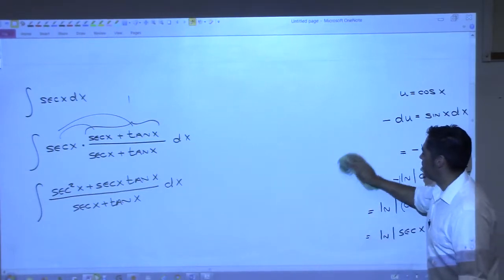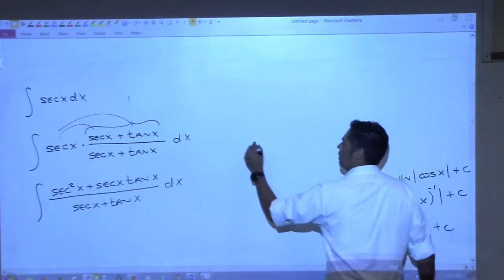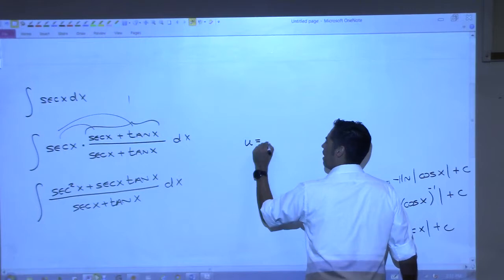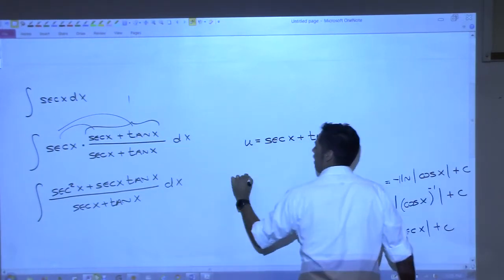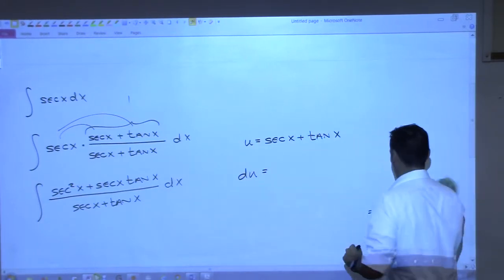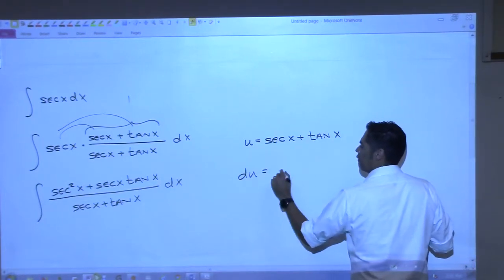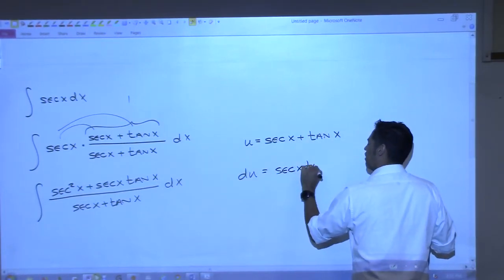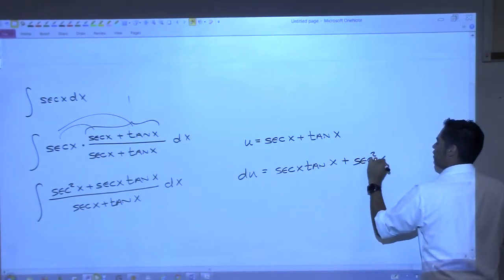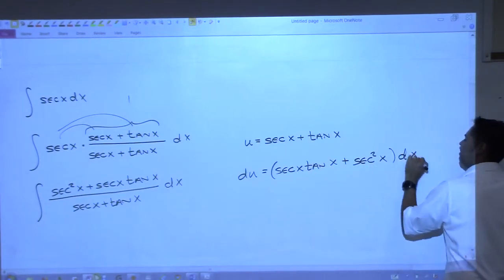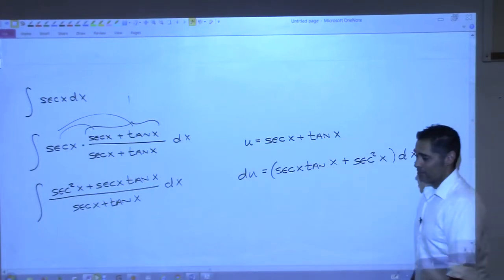Now, why did this person come up with that weird 1 to multiply by? Well, here's why. Just make a basic u substitution now. Let u be the denominator. And isn't it awesome what happens when you take the derivative of that? What's the derivative of secant x? Secant x tangent x plus what's the derivative of tangent x? Secant squared x, right? And do you see that anywhere? It's the numerator.